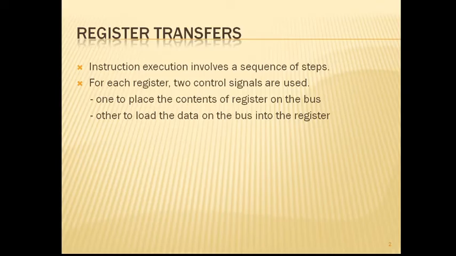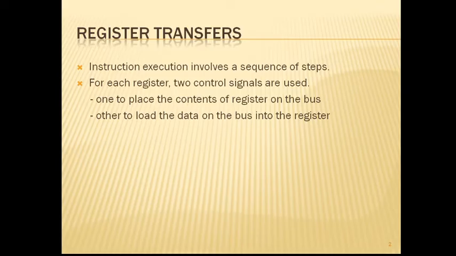So these were the basic steps that were followed in sequence in executing an instruction in a processor. So first we shall study register transfers. Register transfers. Instruction execution involves a sequence of steps in which data are transferred from one register to another.